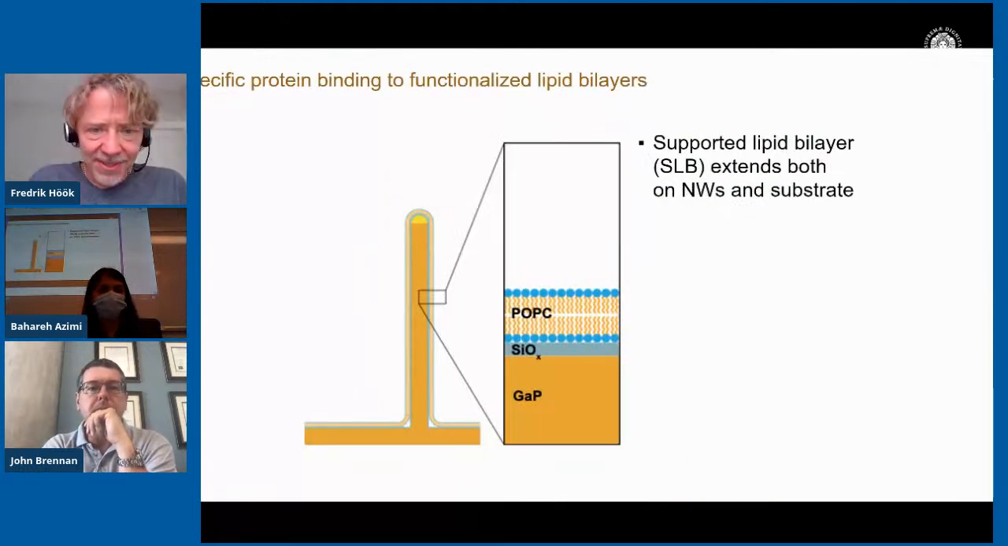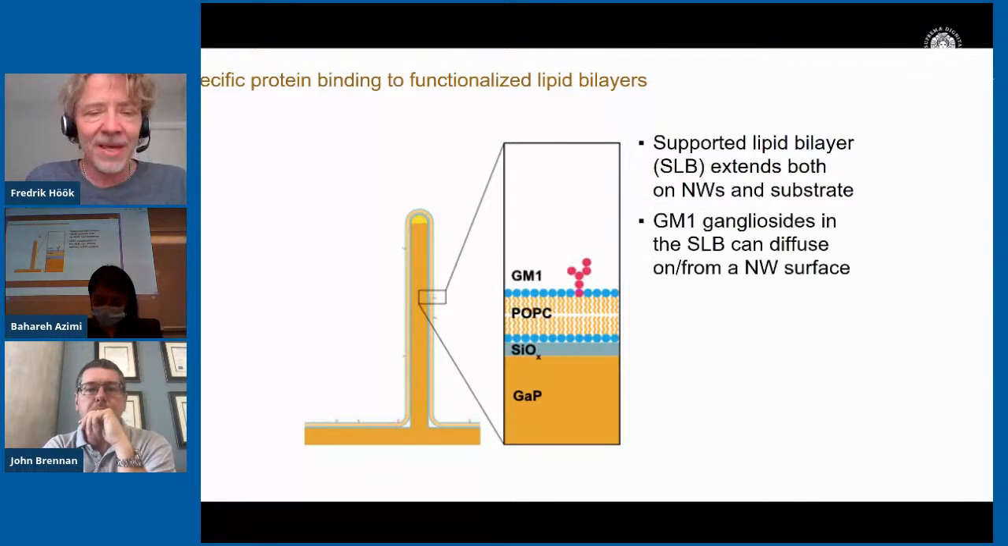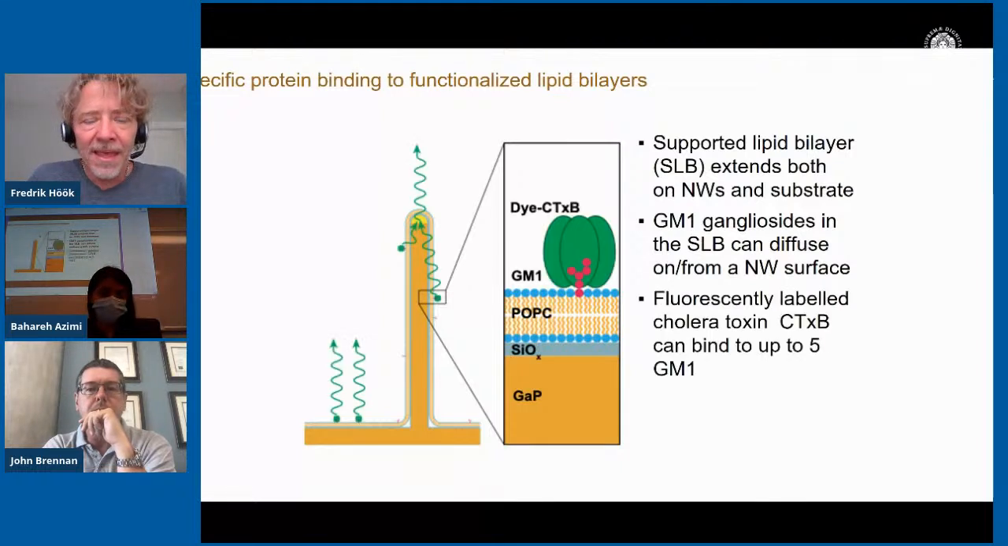And what we discussed together with Heiner was whether we could functionalize this lipid bilayer with a receptor that is known to bind specifically to a protein. And we selected the receptor for cholera toxin, GM1, and bound the fluorescently labeled cholera toxin molecules directly to the GM1 molecules on the membrane.